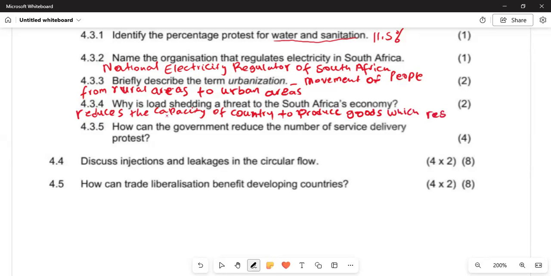Which results in a negative impact on economic growth and employment.